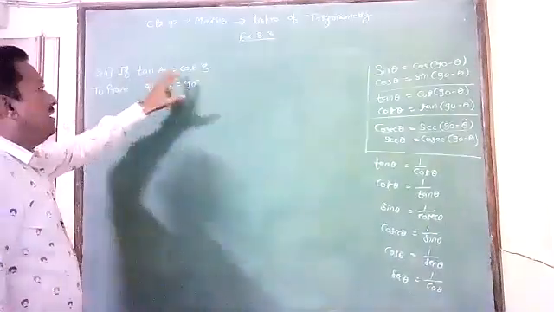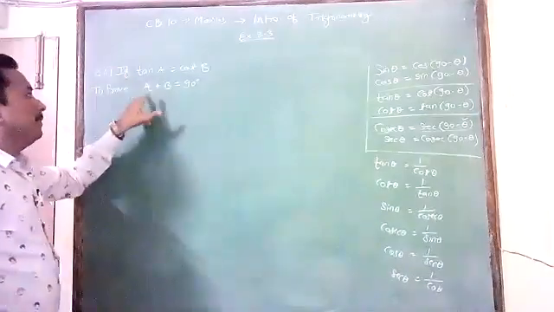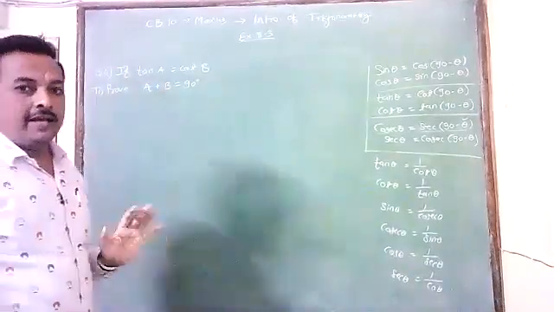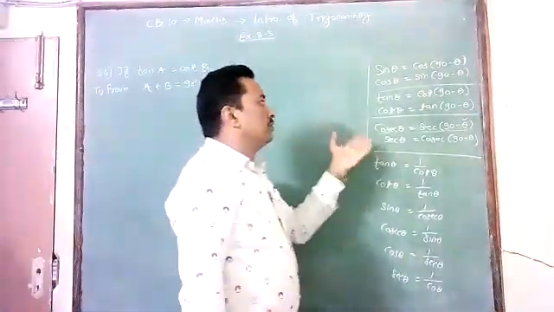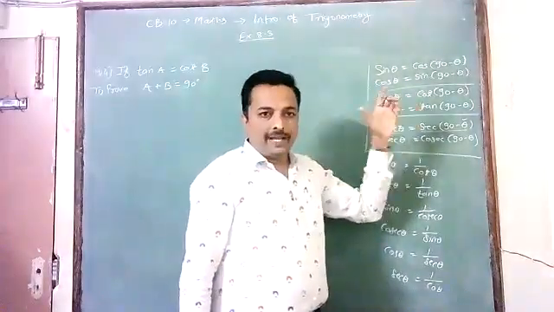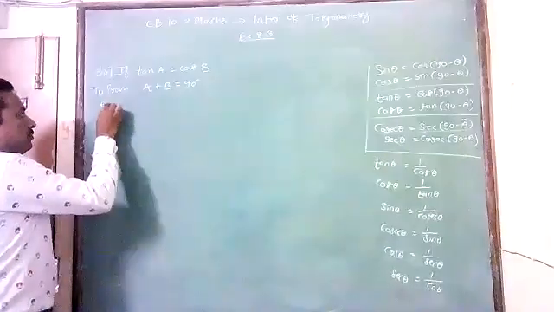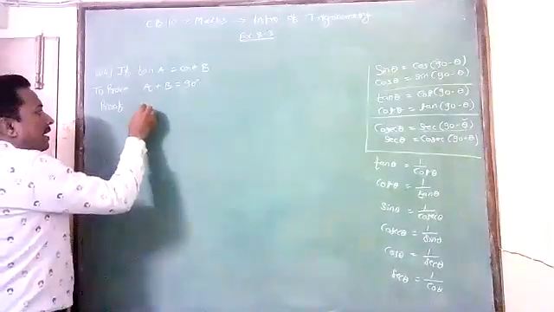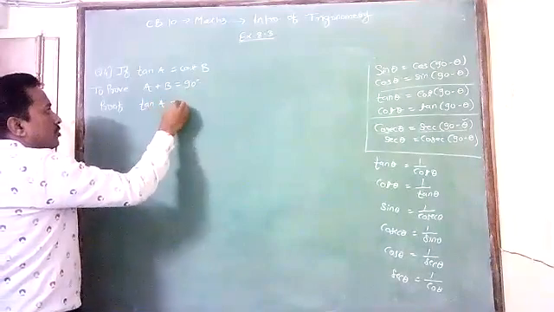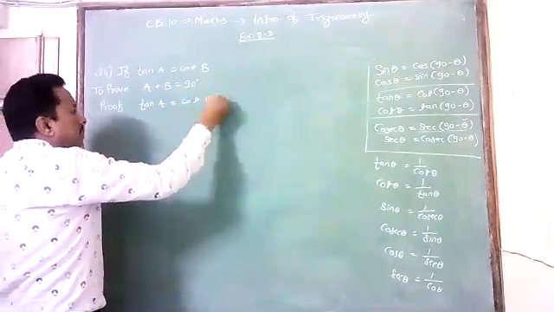So tan A is equal to cot B, and we have to prove A plus B is equal to 90. Again, we have to use the properties of complementary angle, tan and cot. So whatever is given, first write that one, that tan A is equal to cot B. This is given.